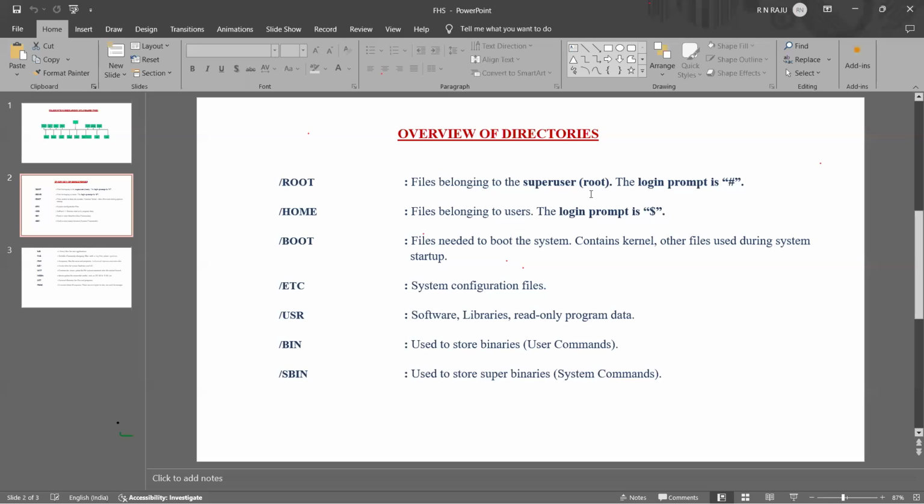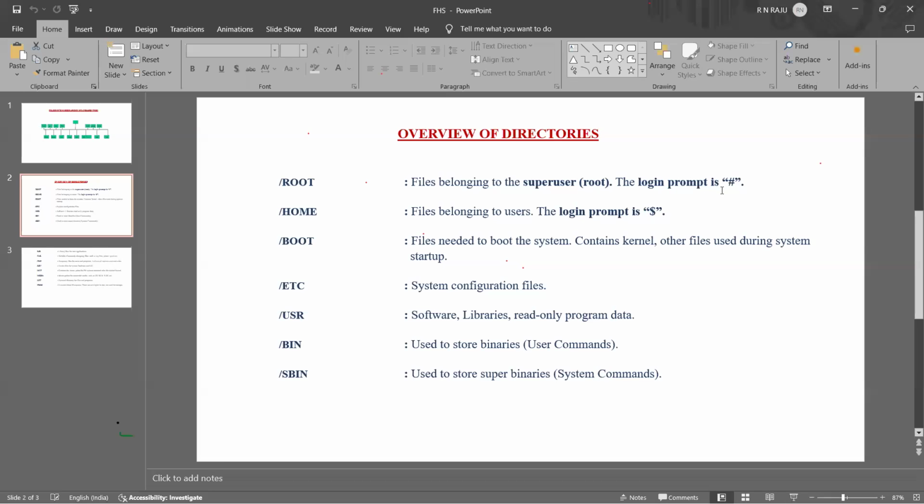But when you log in with the root account, your login prompt is hash. So hash means it is a super user login prompt. And what is the home directory? Files belonging to normal users. Normal users means except the admin user, all remaining are normal users. So the login prompt of the normal user is dollar. So overall, Linux offers two login prompts only. One is the hash prompt, another one is the dollar prompt.